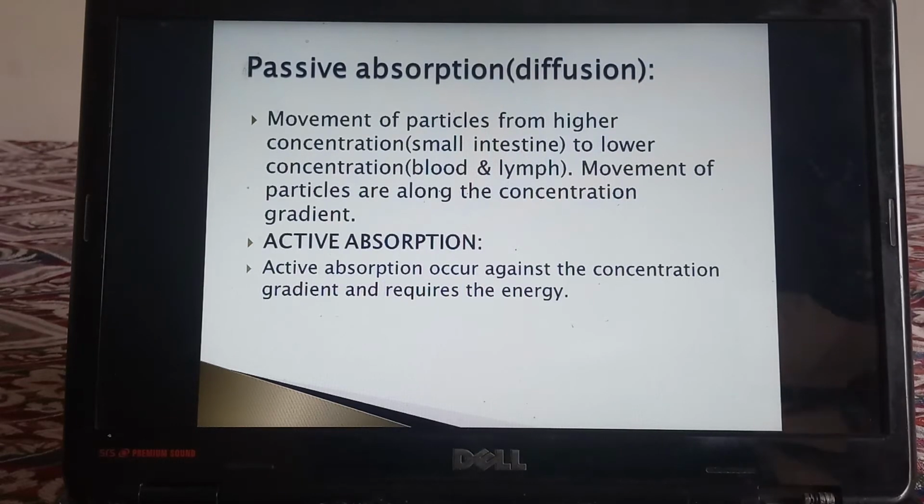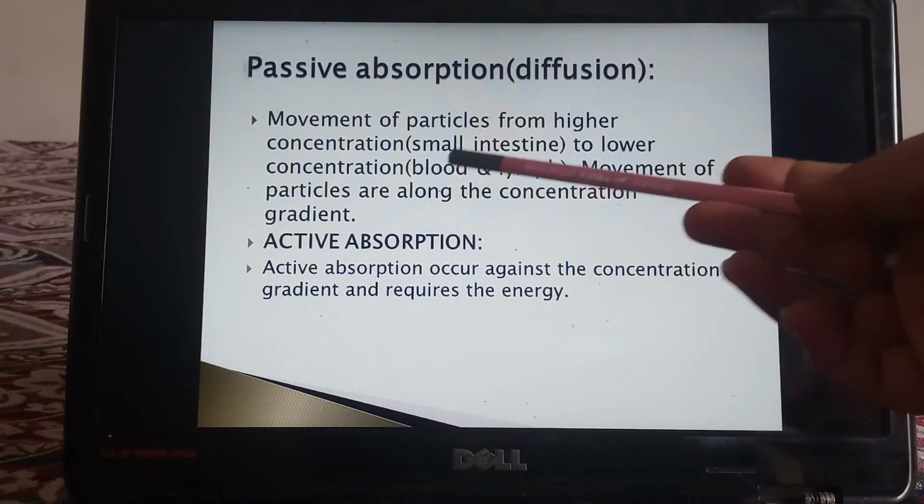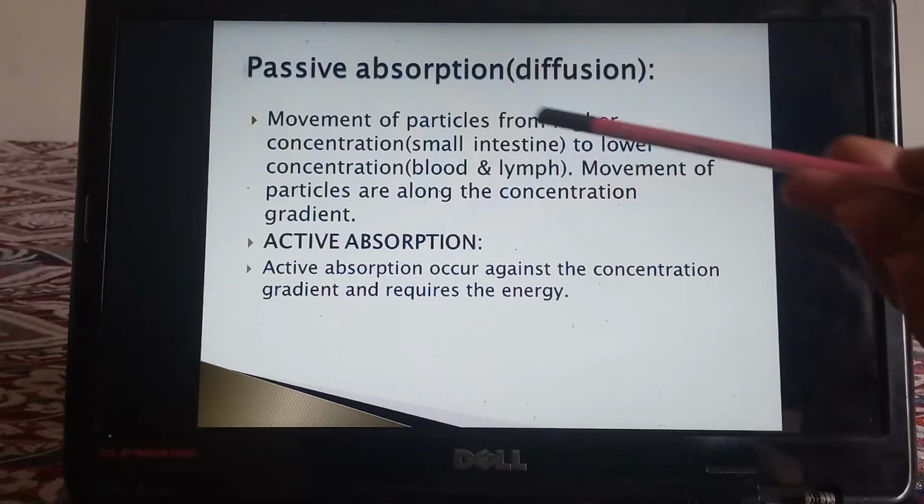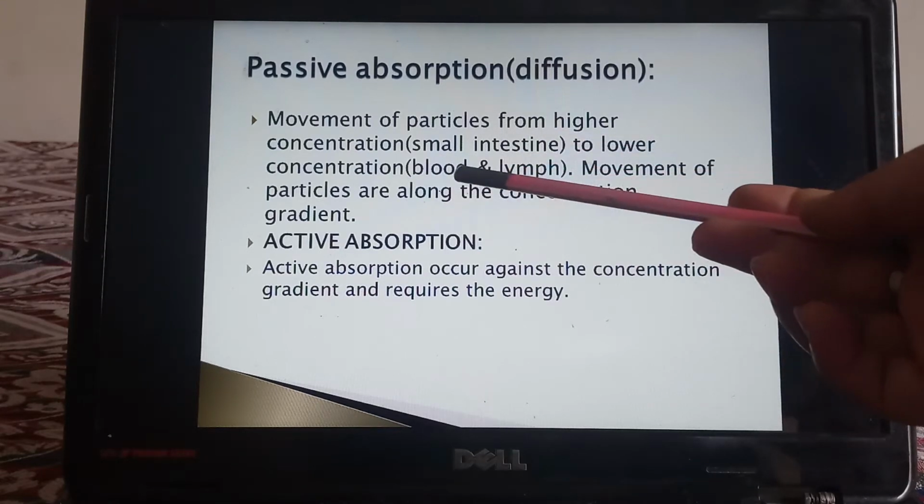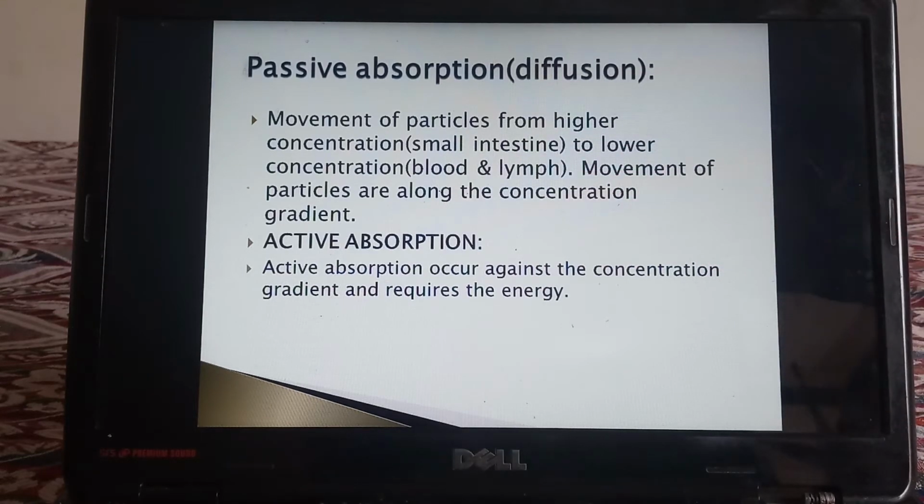Passive absorption is also known as diffusion. That simply means movement of particles from higher concentration inside the small intestine to lower concentration, that means inside the blood and lymph. That simple movement is called passive absorption or simple diffusion, and the movement of such particles occurs along the concentration gradient, from the higher to the lower concentration.